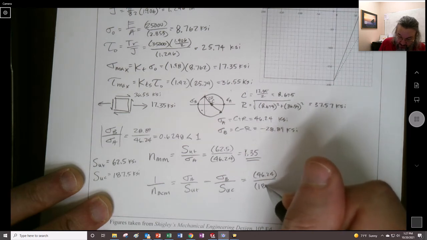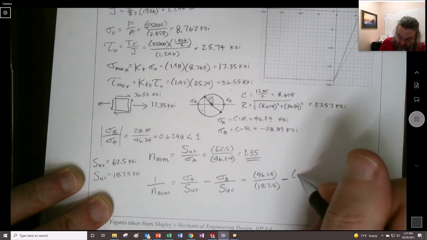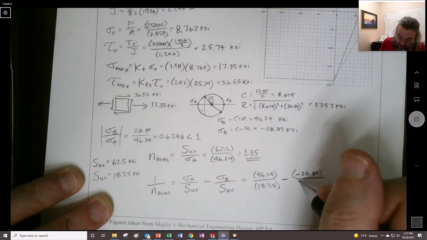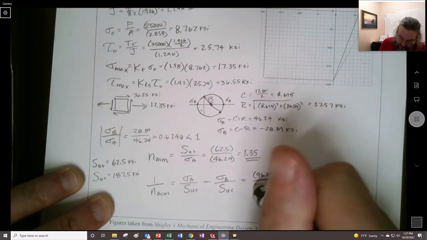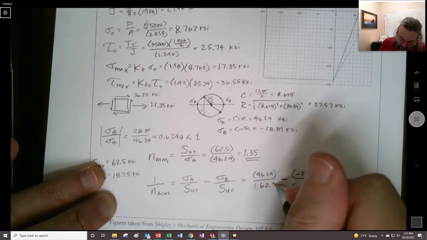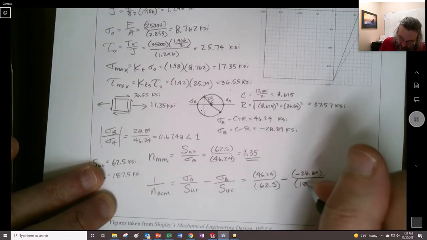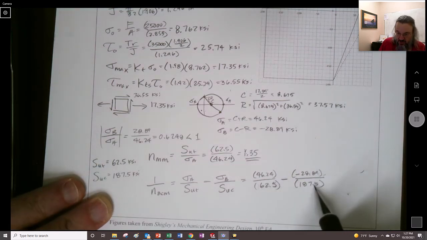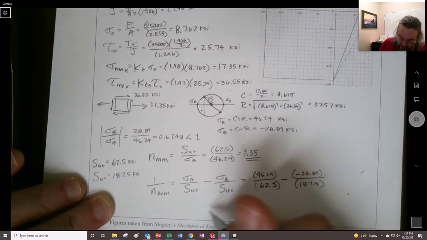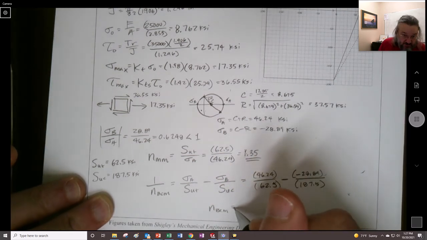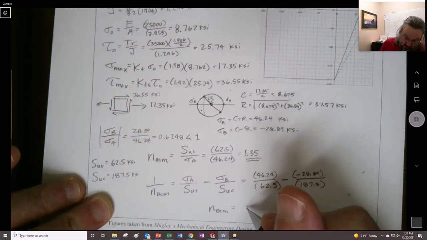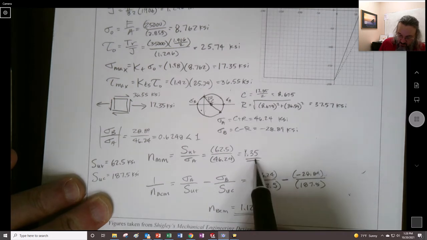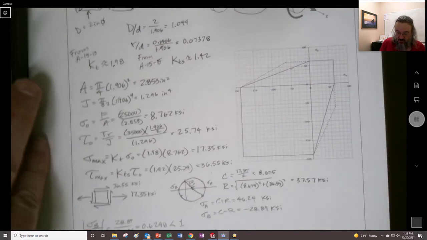And so this is the 187.5 minus, but here's the minus 28.89. Oh, I messed up. That should be the 62.5, and here should be the 187.5. Remember, this is apples to apples, right? So these are tension, these are compression. That's why we're taking the ratio of them. So the brittle Coulomb-Mohr safety factor ends up being 1.12. That's interesting, right? It's way smaller than this. Let's take a look where that lands, though.